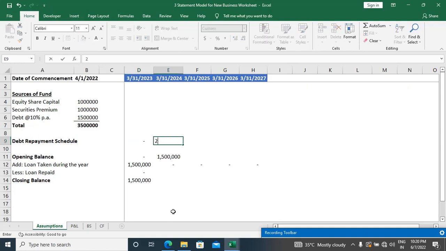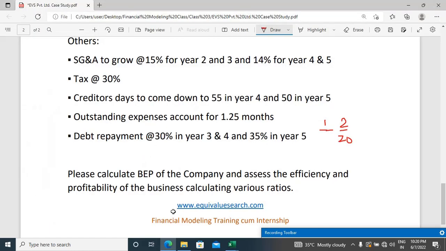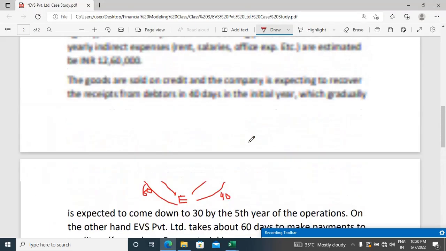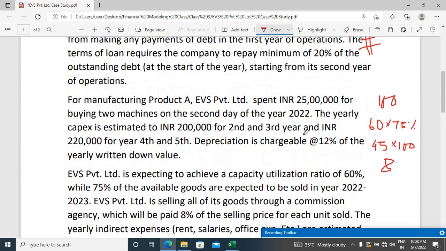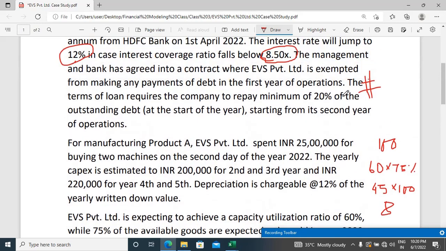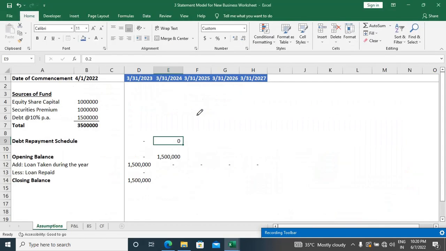Here it is 20%, 20 or 25. I have to check. I think it was 25%, right? No, minimum repayment of minimum 20% of the outstanding debt starting from this. So yeah, this is going to be 20%. Achha, now we were seeing that this is just 0 and 0.2 and this is 0, right? So how to change this? Control shift percentage. If you do, it will appear as the percentage.